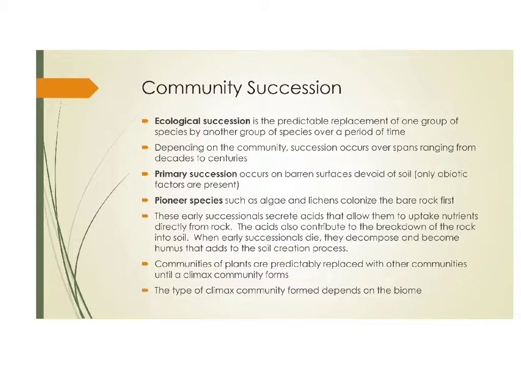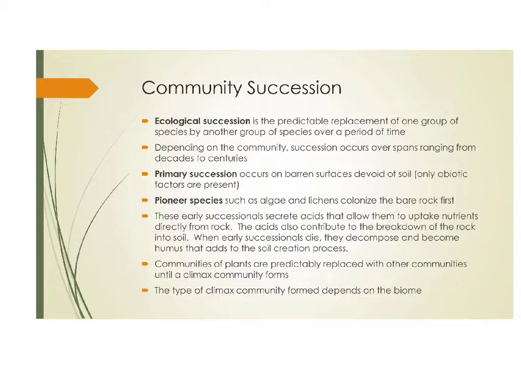Communities of plants are predictably replaced with other communities until a climax community forms. So again, that's the idea behind ecological succession: the living and the dying of these early successional species over the course of time produces deeper soil, which allows other, more complex communities of plants to develop until you get a climax community.